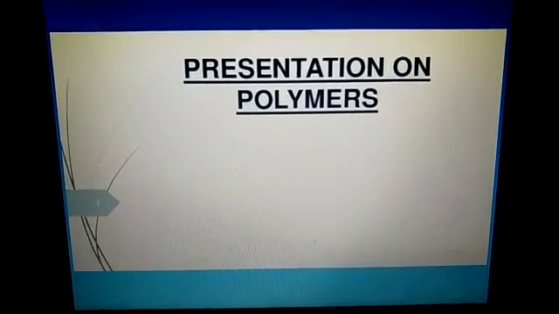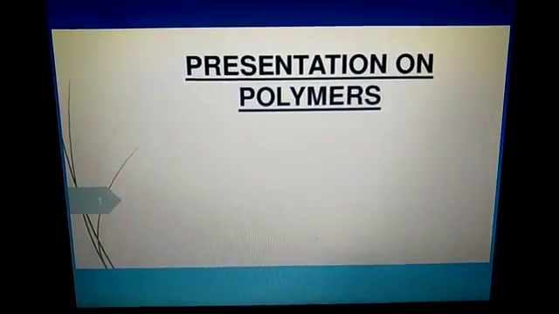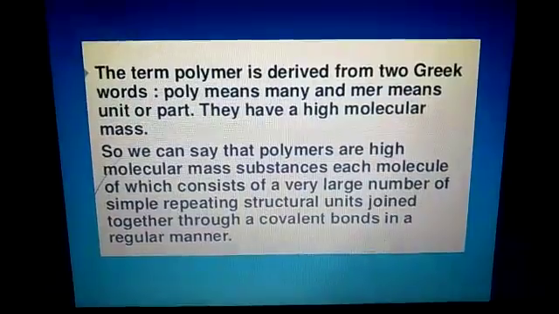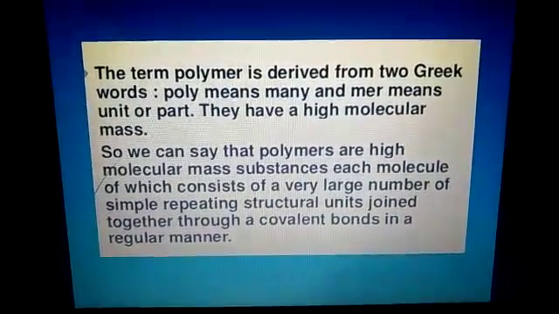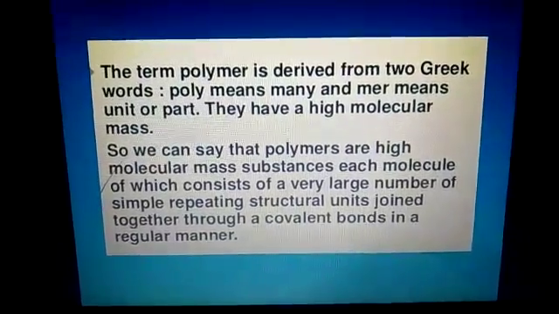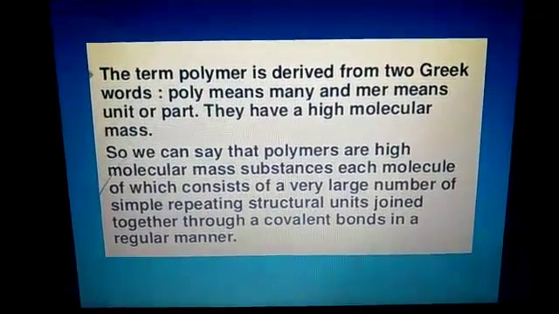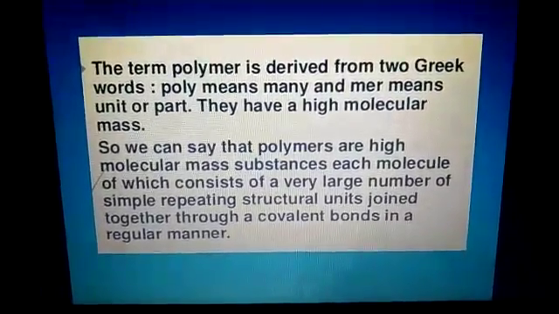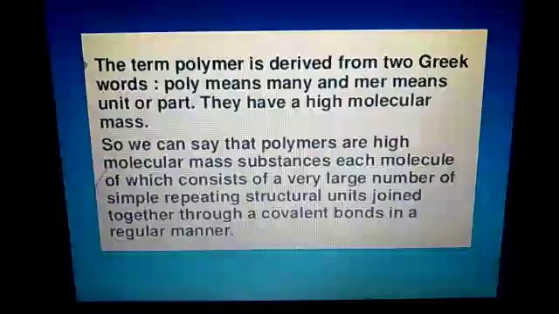Now, the term polymer is derived from two Greek words. Poly means many and mer means parts or units. There are a large number of molecules having high molecular masses, varying from 10^3 to 10^7 unified mass, and hence they are also known as macromolecules.